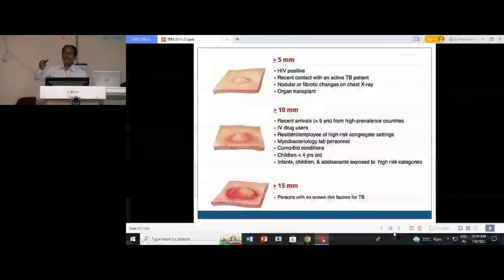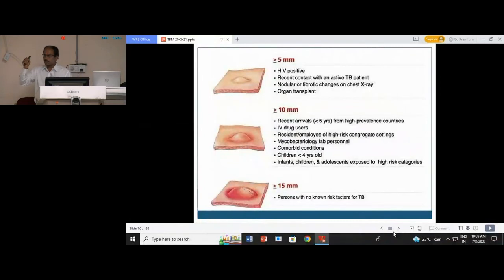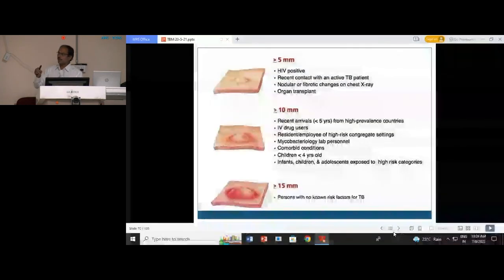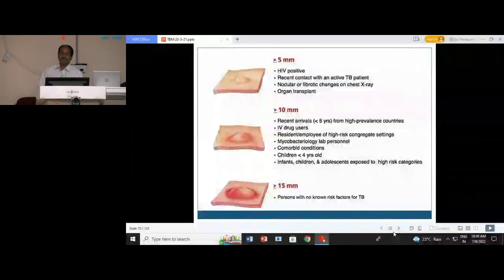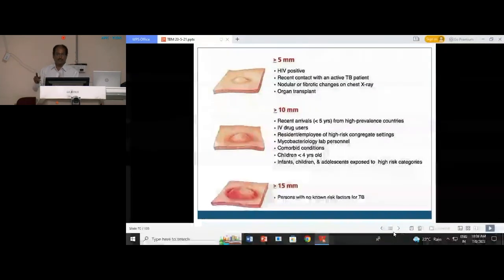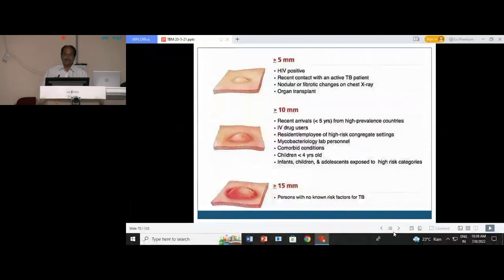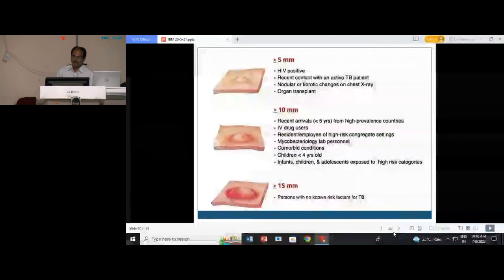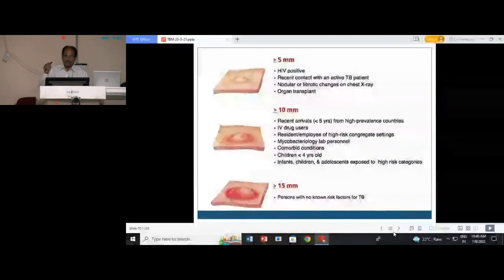The very important point when you do a tuberculosis purified protein derivative test, the Mantoux intradermal test, when you inject 0.1 ml of this purified protein derivative: look not for erythema, look for induration. Induration more than 5 millimeters: HIV positive patient, recent contact with active TB, or organ transplant. More than 10 millimeters: recent arrivals from high prevalence countries, IV drug abusers, children less than 4 years. More than 15 millimeters: person with no known risk factor for TB.